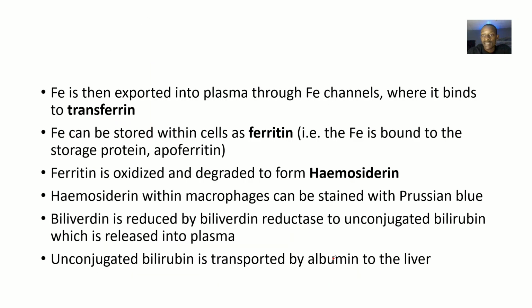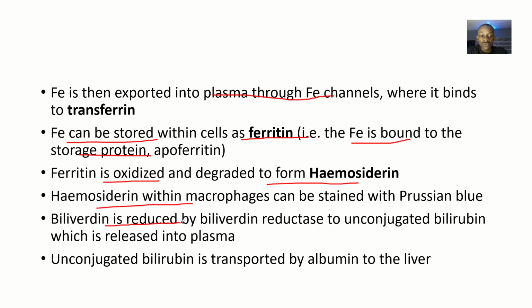Now next, the iron that is released is exported into plasma through iron channels, where it binds to transferrin, which is the transport protein. Iron can be stored within cells as ferritin, and in ferritin the iron is bound to storage proteins known as apoferritin. Ferritin is oxidized and degraded to form hemosiderin. Hemosiderin within macrophages can be stained with Prussian blue.